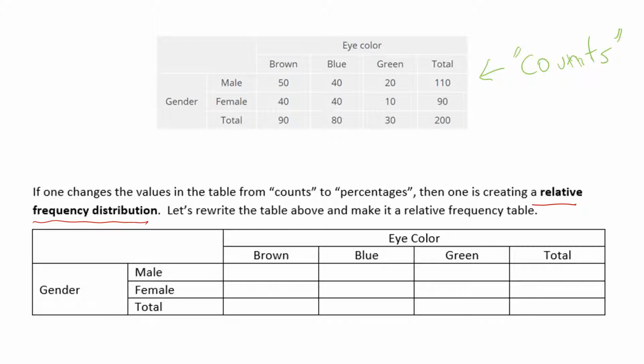So, for example, let's look at right here. We got 50 male students with brown eyes. What percentage of the overall survey takers is that? Well, that'll be 50 over 200, and that equals 25%.